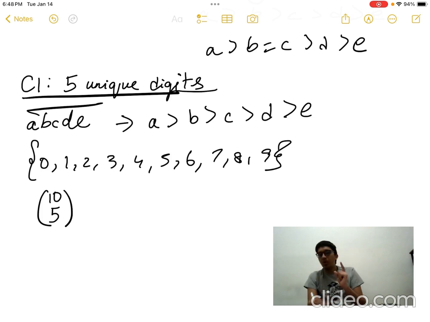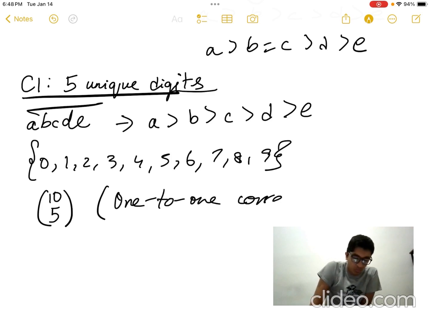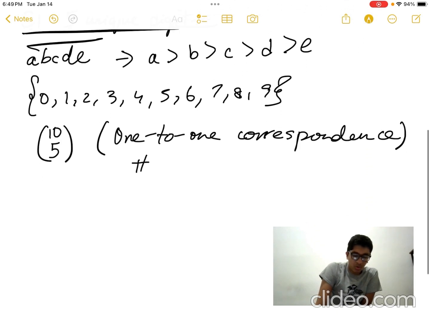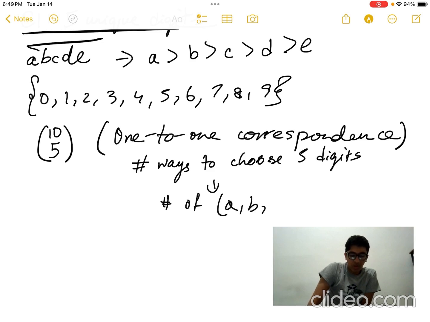So we've established a one-to-one correspondence between the number of ways to choose five digits and the number of ordered digits A, B, C, D, E such that A is greater than B, greater than C, greater than D, greater than E. So that means that there are 252, or 10 choose 5.